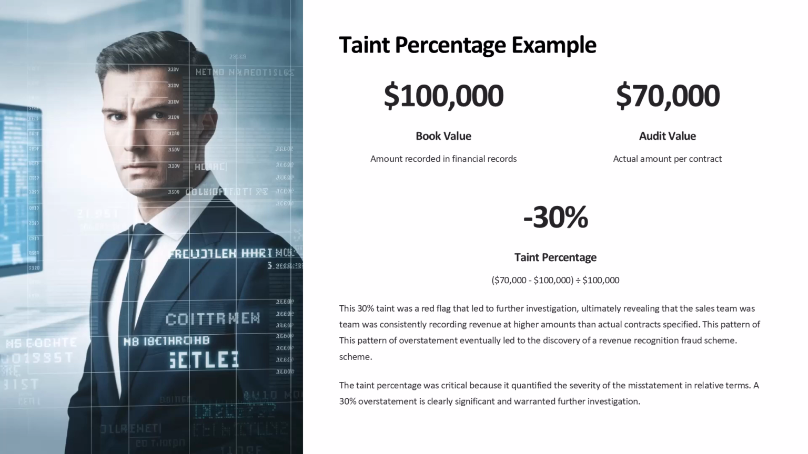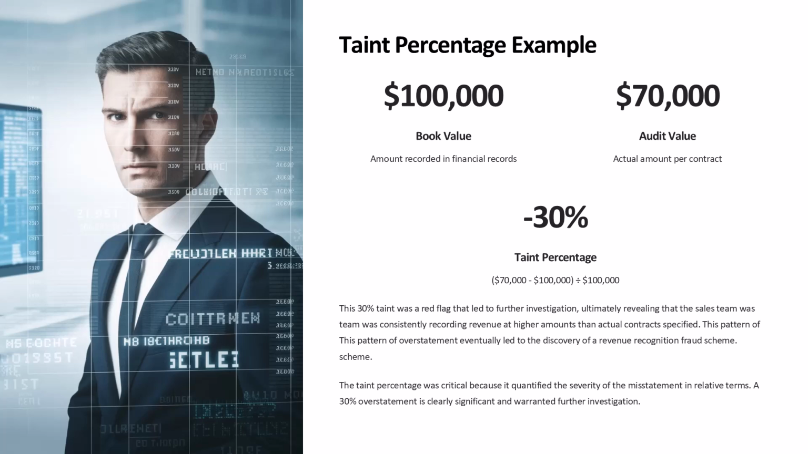The taint percentage was critical here because it quantified the severity of the misstatement in relative terms. A 30% overstatement is clearly significant and warranted further investigation. Had we only looked at the absolute dollar amount of the error, $30,000, we might have missed its significance relative to the transaction size. In smaller accounts, a $30,000 error might not have triggered the same level of concern.